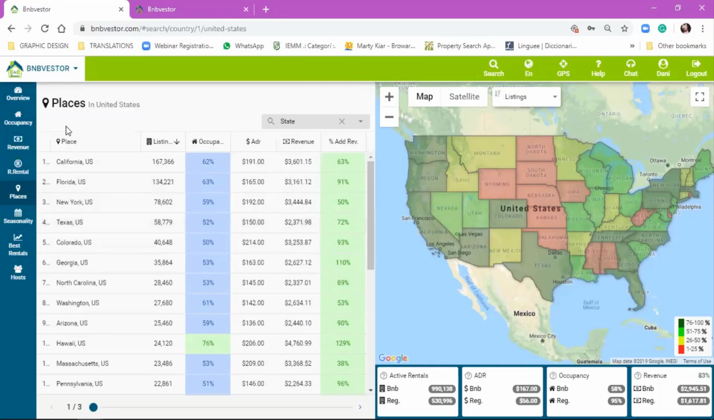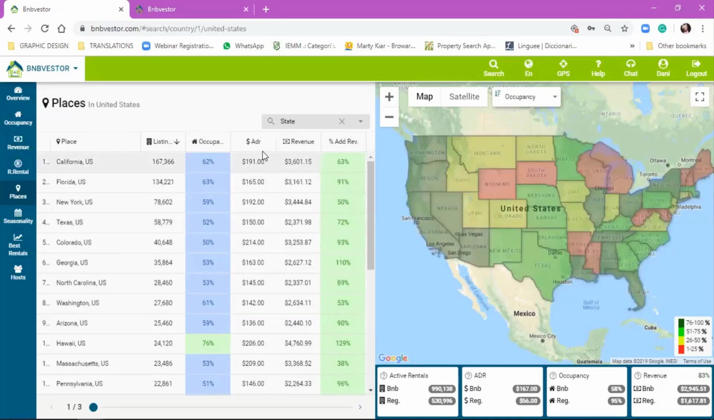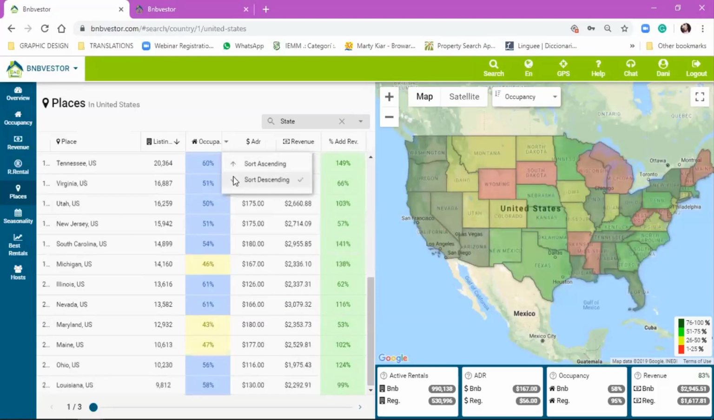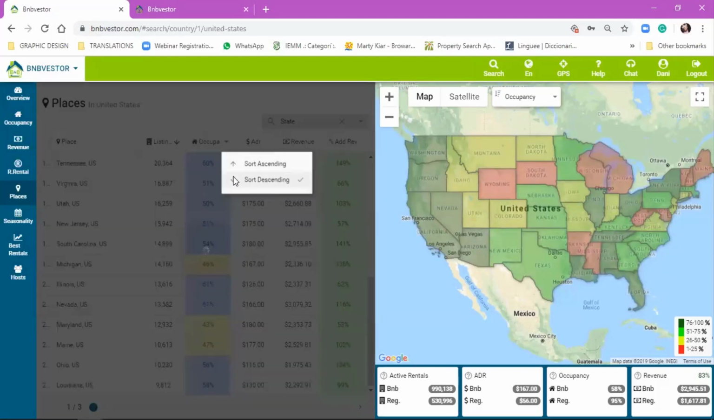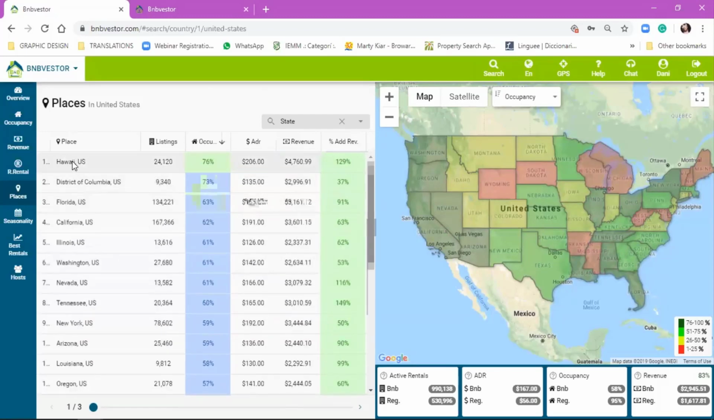Now, the top ranking states with Airbnb listings, as you can see the numbers here, are California, Florida, New York, and Texas. Now, if we change our distribution to occupancy, we can also sort into the states that have the highest occupancy rate. We can see how it modified now into Hawaii with 76%, DC, Florida, still high ranking, and California.